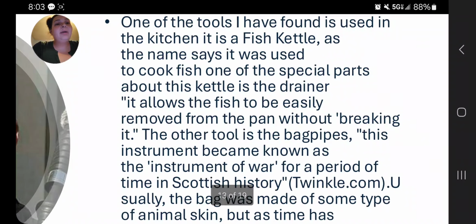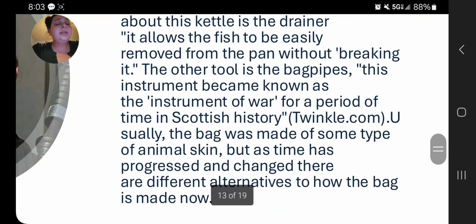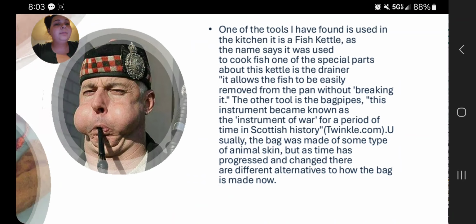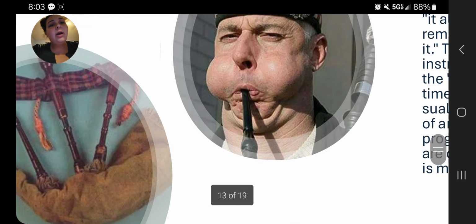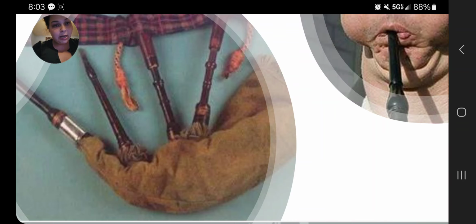The other tool is the bagpipes, like I had said. This instrument became known as the instrument of war for a period of time in Scottish history. Usually the bag was made of some type of animal skin, but as time has progressed and changed, there are different alternatives to how the bag is made. And this one right here, from what I could see, or what it said, this one is supposed to be an 18th century one, so more than likely this bag was actually made of animal skin rather than the alternative measures that people take today.